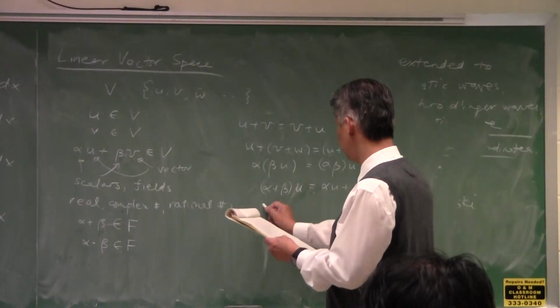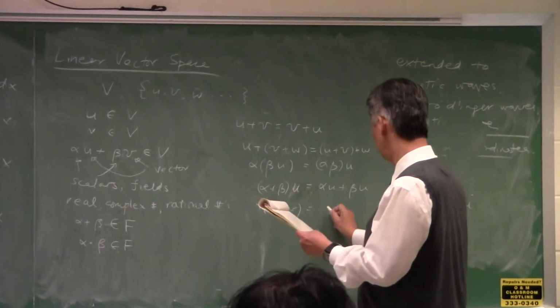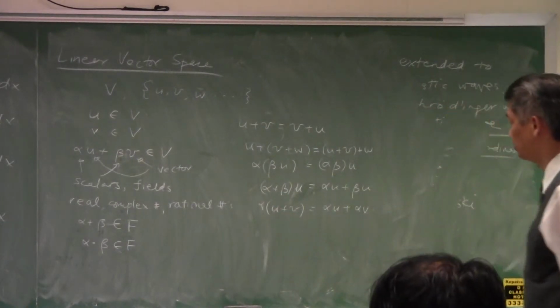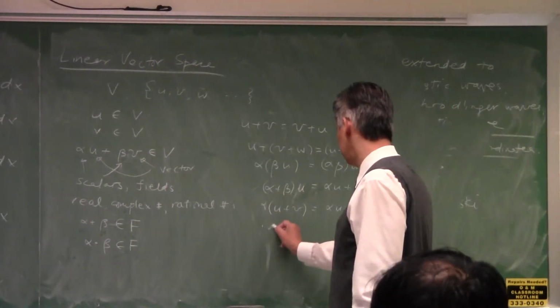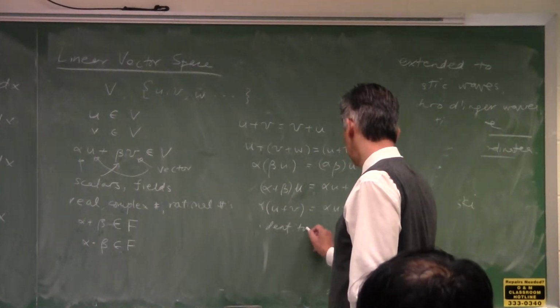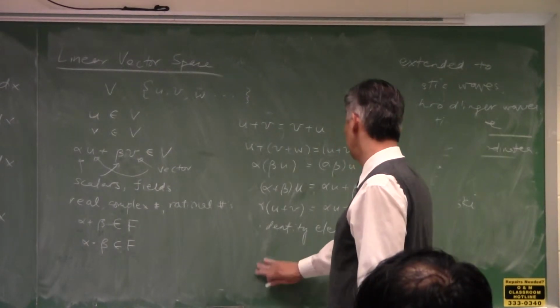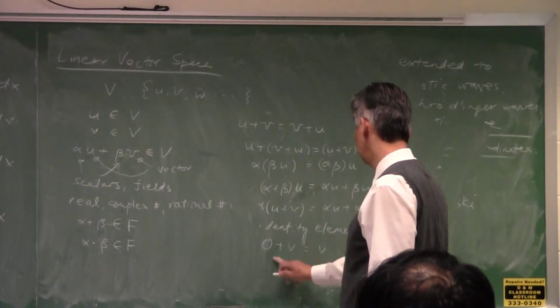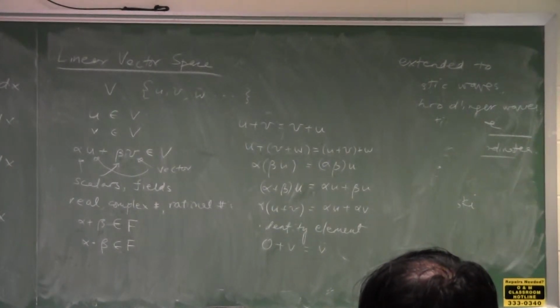And then you can have this kind of thing too. Alpha times (U plus V) is equal to alpha U plus alpha V. And then usually there is an identity element under addition. And in this case it's 0. 0 plus V is equal to V. Okay? Under addition.